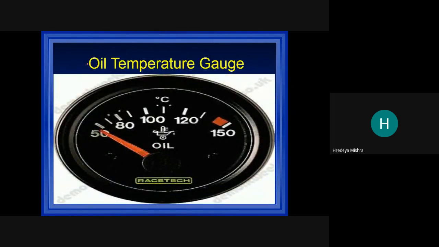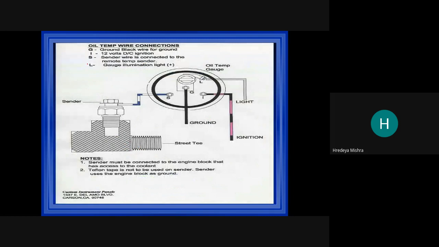Oil temperature: what is the need? We can check the oil temperature. So, oil temperature wire connection: G, ground wire for the ground; I, 12-volt DC ignition; S, sender wire connected to the remote temperature sender; and L, gauge illumination light. So you can see the oil temperature gauge, light, ignition, ground, and this is the sender attached here.